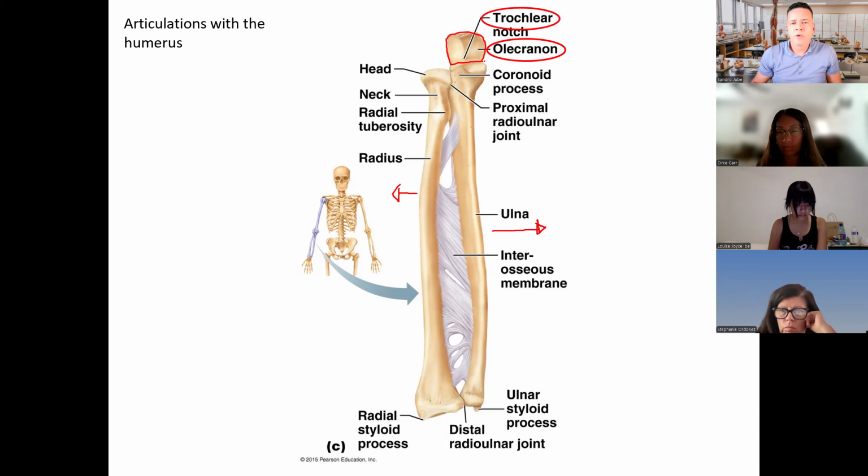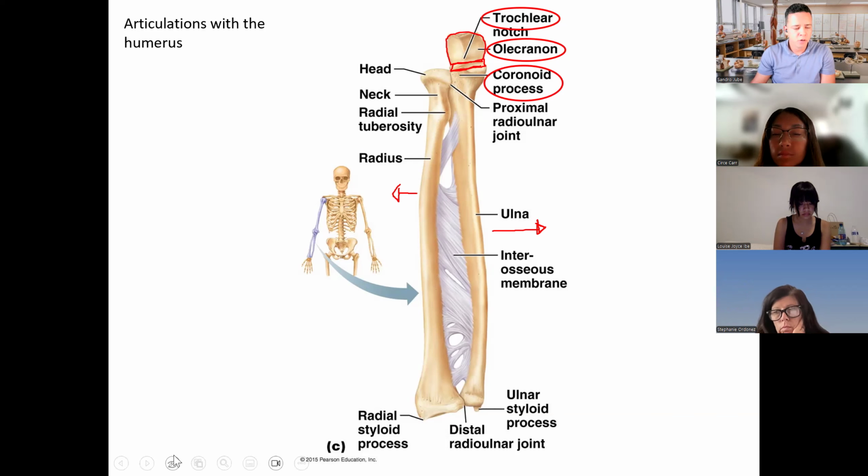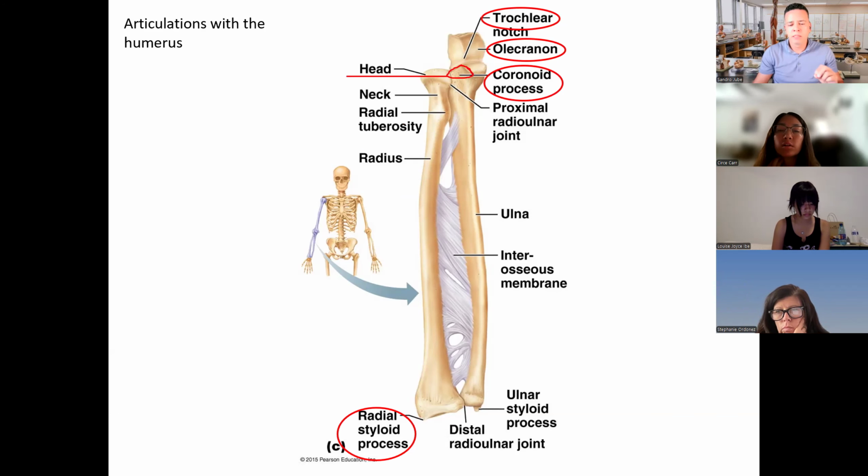Right underneath the olecranon, we're going to find the trochlear notch, which is this little region underneath it. And then we also have what we call the coronoid process of the ulna, which is this little bump right here. So this little triangular region right here is the coronoid process of the ulna. Okay, these are all markings of the ulna. Now, on the distal end, there's another marking of the ulna, which is called the ulnar styloid process, or also called the styloid process of the ulna.